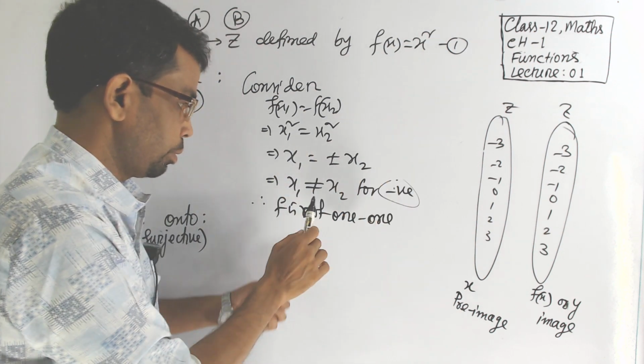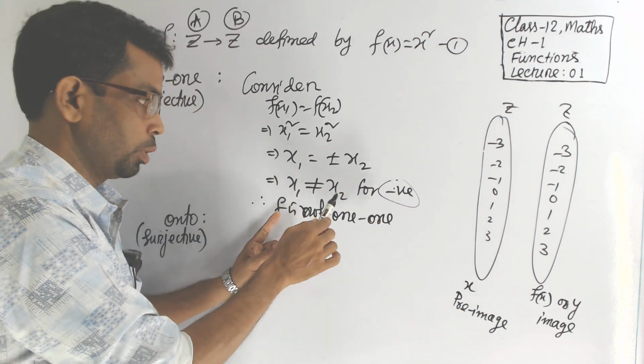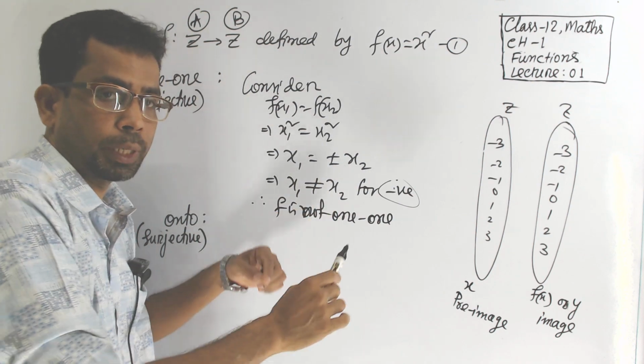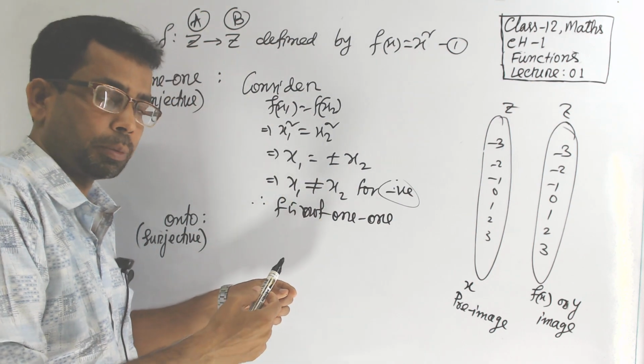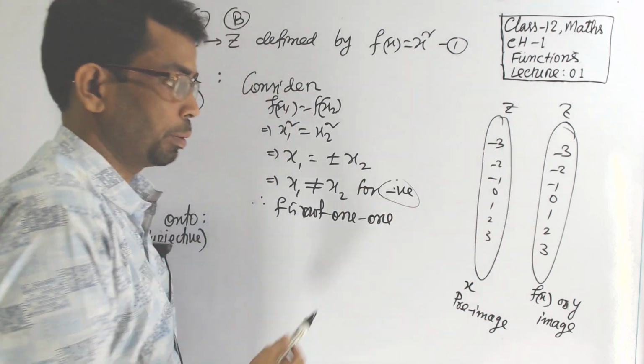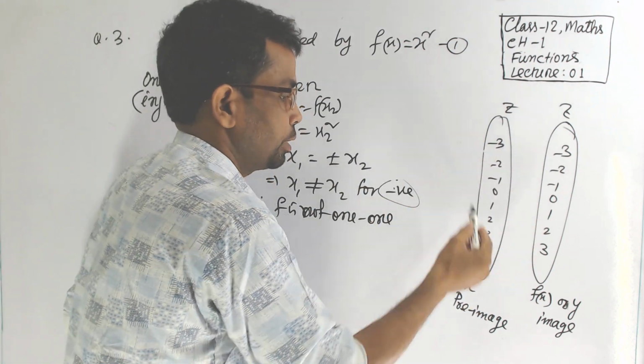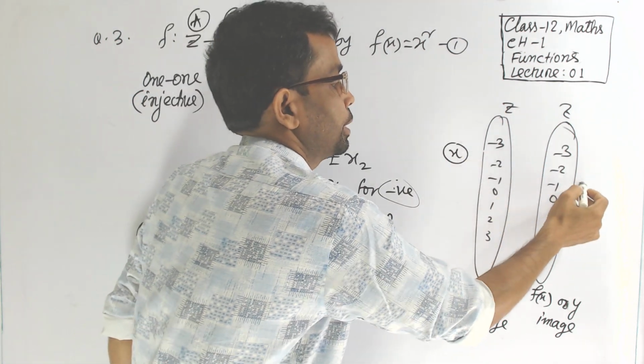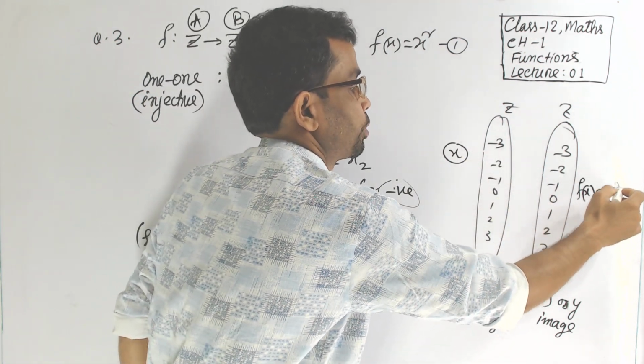Theoretically we have proved x1 not equal to x2. Whenever square is there, plus minus will come, and whenever there is both plus minus, remember it will not always be equal for negative values. We can understand through this example. First set is x, and second set is f(x), where the value of f(x) is x square here.